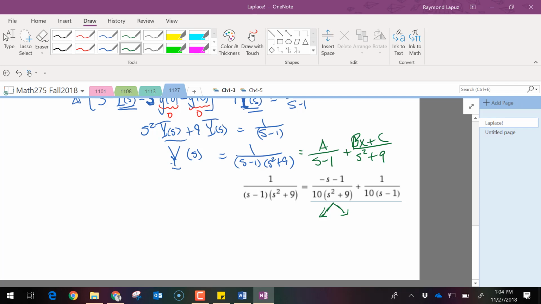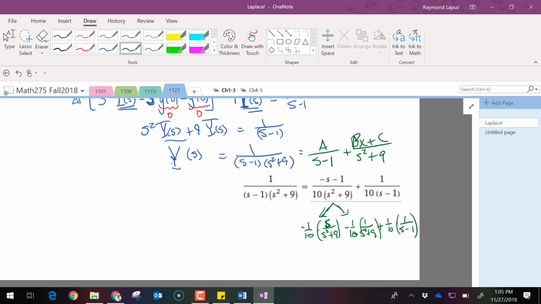of pieces. So I would probably consider this as negative 1/10 times s over s squared plus 9 minus 1/10 times 1 over s squared plus 9. And then this, if I want to rewrite it, is just 1/10 times 1 over s minus 1, so that I could take a look at each of these. Because the Laplace transformation is a linear transformation, we can split this up into the sum of things, and any constants that I have will just remain as constants when I transform it back.